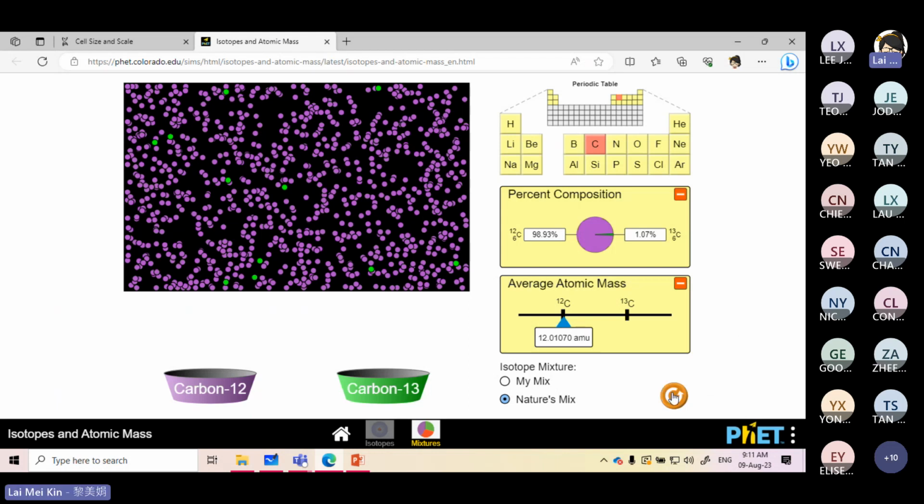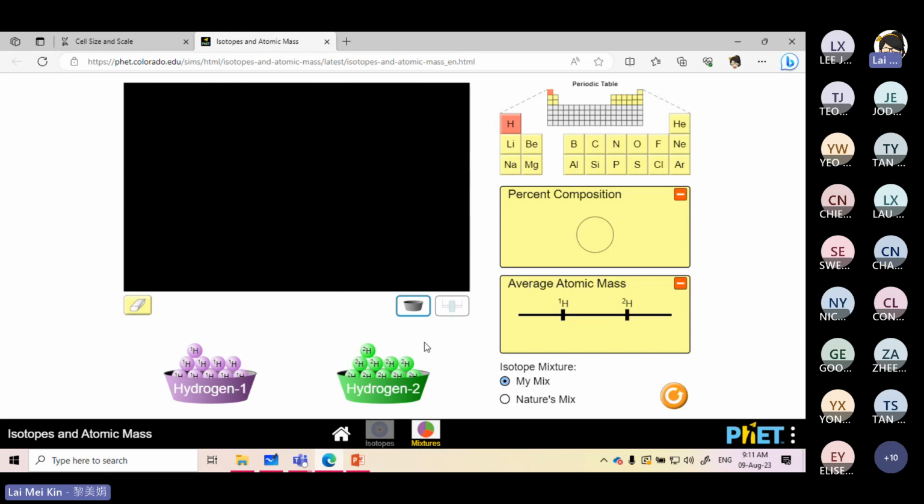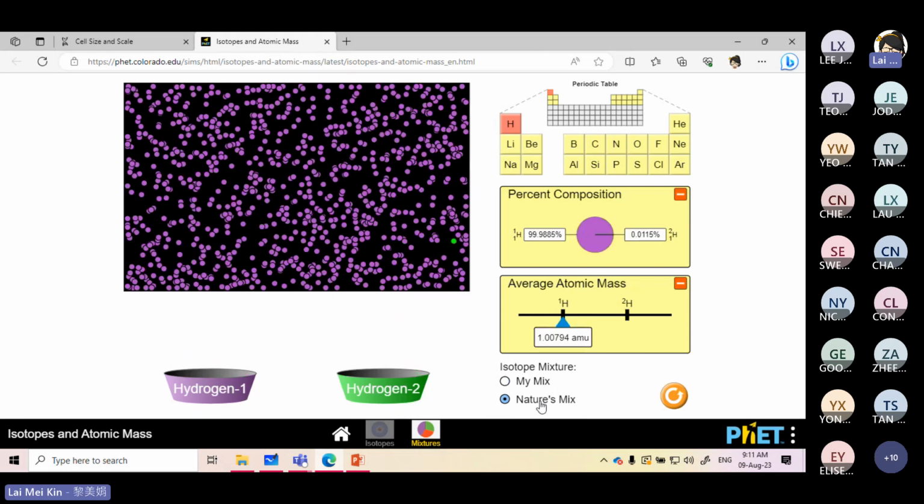Next, isotopes. Let's start from hydrogen. I will use nature's mix. What is nature's mix? That means naturally occurring. How many percent is hydrogen 1? How many percent is hydrogen 2? The purple color represents hydrogen 1. Can you see hydrogen 2 somewhere? How many? Only one single small green dot for hydrogen 2.